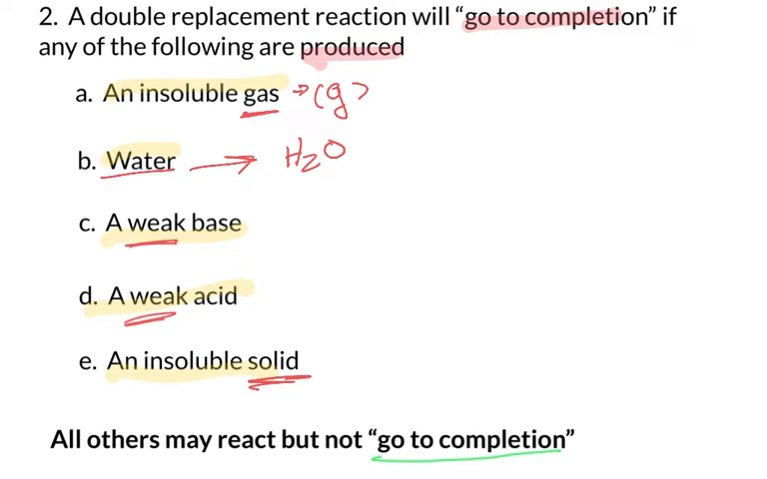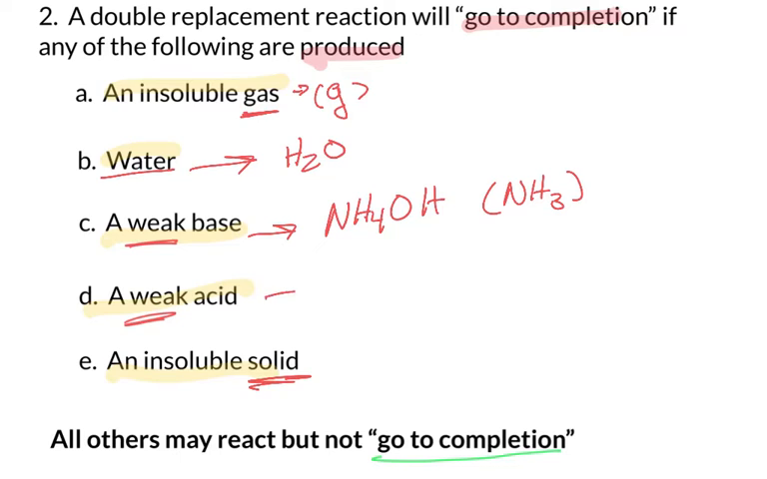Letter C is a weak base. There's only one weak base that you in this class need to know, and that's NH4OH, sometimes written as NH3, but usually written as NH4OH, to identify it as the one weak base you need to know. So these first 3 are really easy because you just look for one thing, look for it quickly, and if it's there, then you know that this reaction does occur or go to completion. The next ones are a little bit harder.